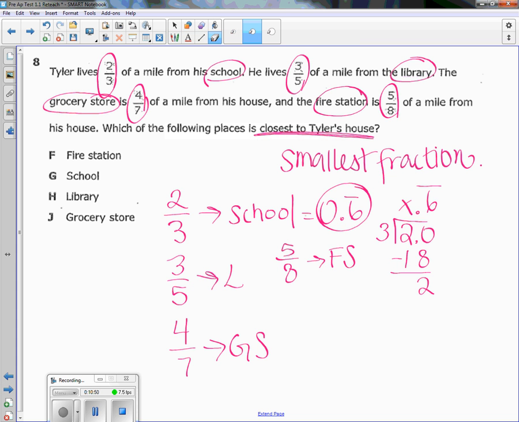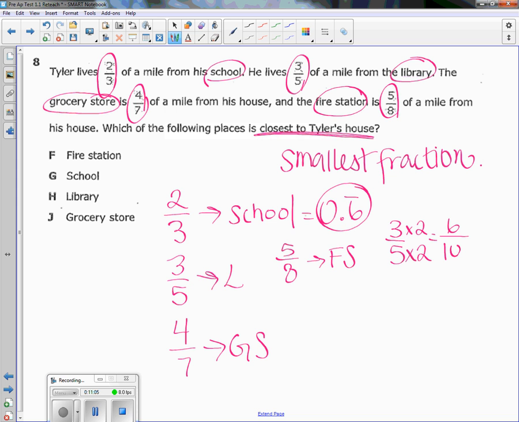Just so I can save some room here and not have to scroll, I'm going to erase my work. So our next one is 3/5. 3/5 I can convert to a decimal using place value, quick and easy. 3 times 2 is 6, 5 times 2 is 10, so therefore I have 6 tenths. So our library is 6 tenths. Now the gas station is 4/7.